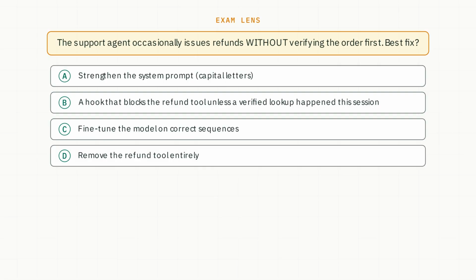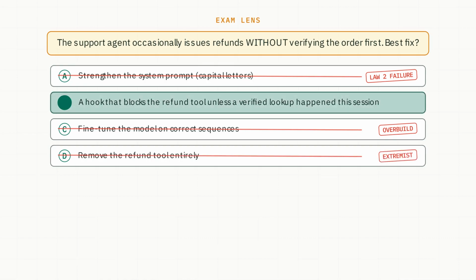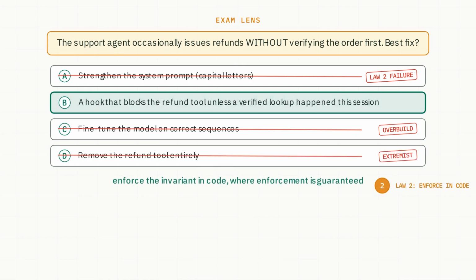You already know, the prompt fix is Law 2's named failure. The fine-tune is our old friend the overbuild, removing the tool is the extremist. The hook enforces the invariant in code where enforcement is guaranteed. 1 scenario in, and the laws are already paying rent.